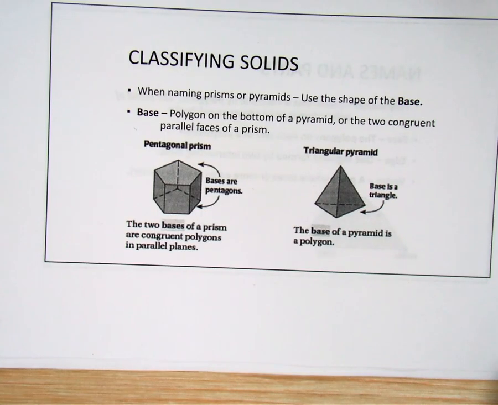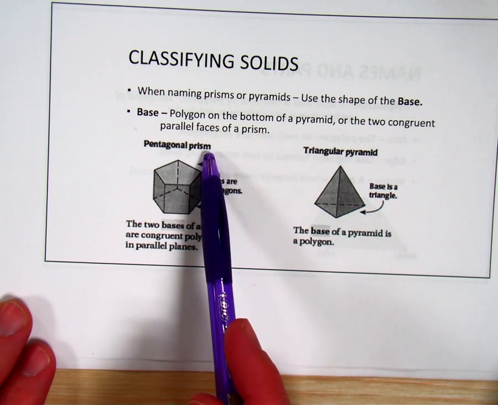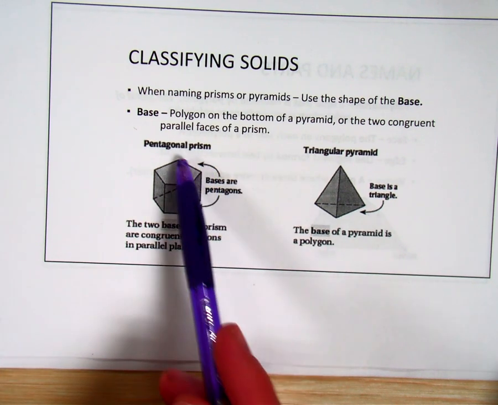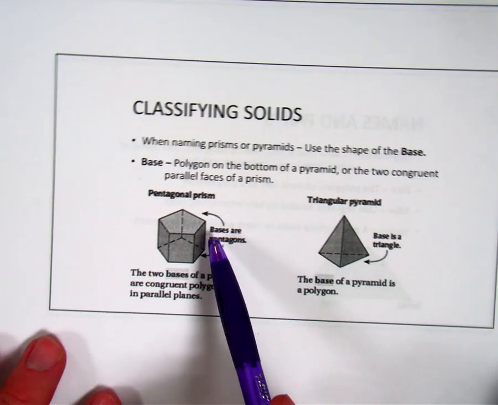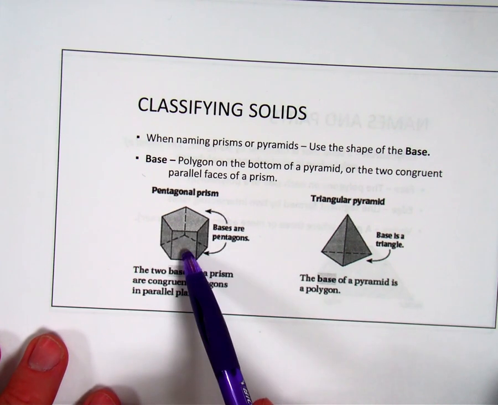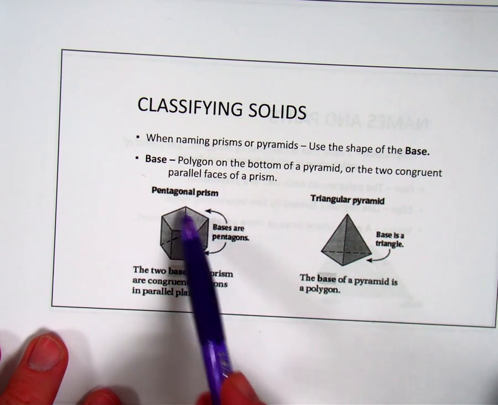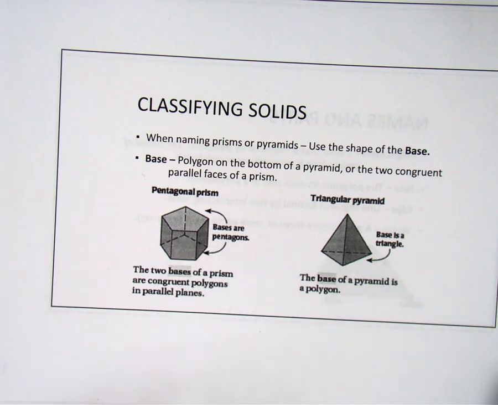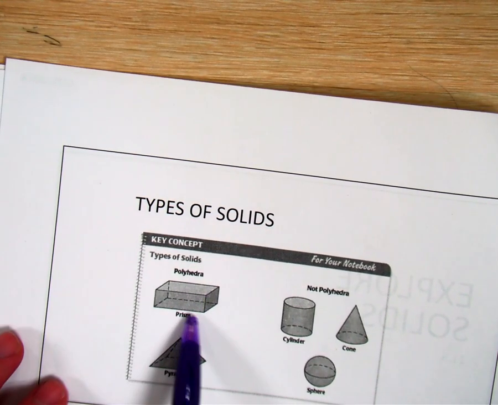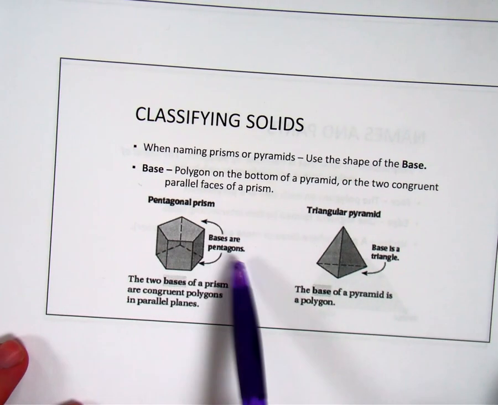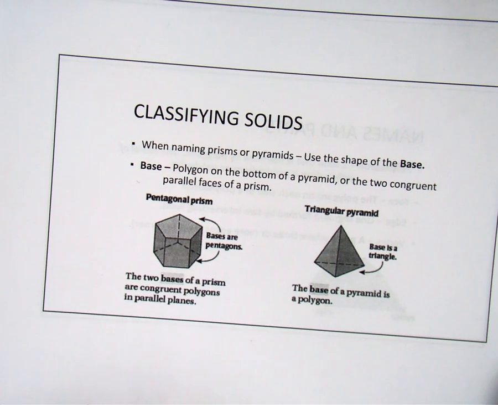When naming prisms or pyramids, we use the shape of the base. What's the base? When you have a prism, it's the one that has the matching shape top and bottom, or sometimes front and back. If you're looking at a prism, we have a pentagon on the top, a pentagon on the bottom, and then we have all these rectangles connecting the two bases. So it's pretty easy to tell. If it was something like this, it's going to be a rectangular prism. It's all rectangles. But when it's something different than a rectangle, it's pretty easy to spot because it's the different shape.